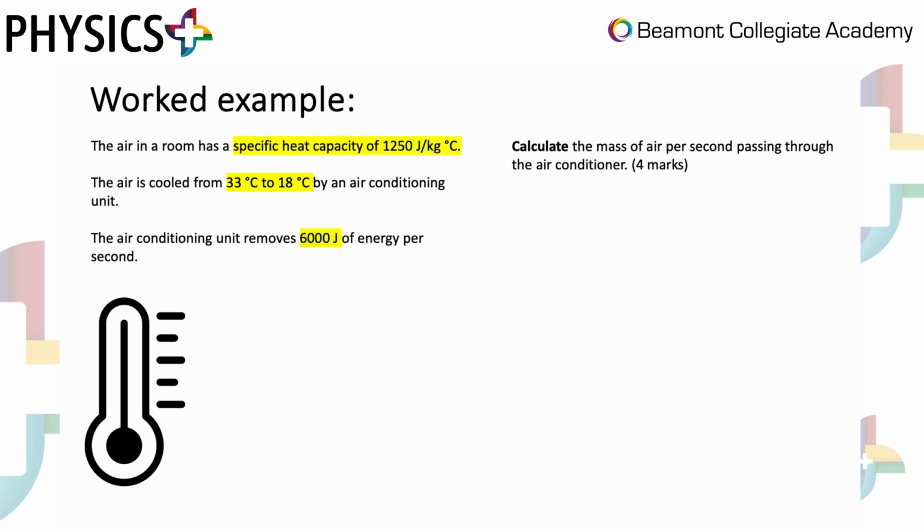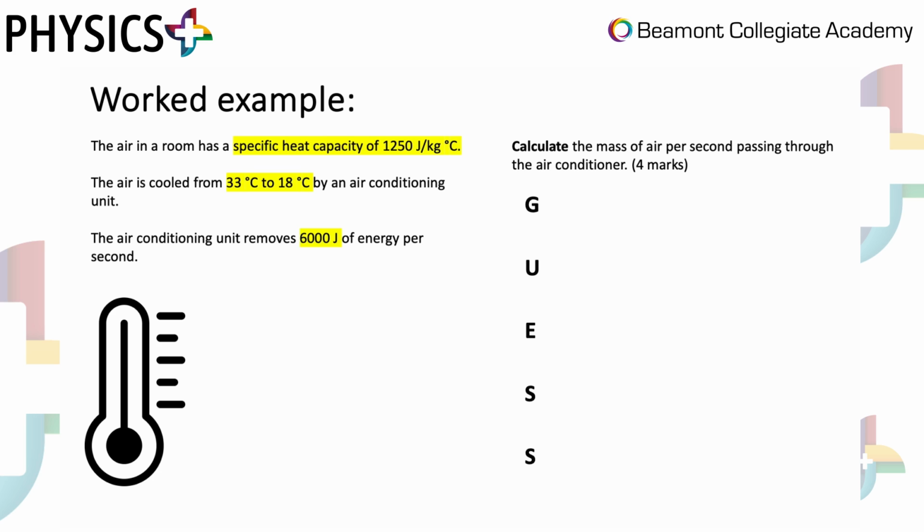Worked example. The air in a room has a specific heat capacity of 1250 joules per kilogram degrees C. The air is cooled from 33 degrees C to 18 by an air conditioning unit. The air conditioning unit removes 6,000 joules of energy per second. Calculate the mass of air per second passing through the air conditioner. Let's write GESSS.